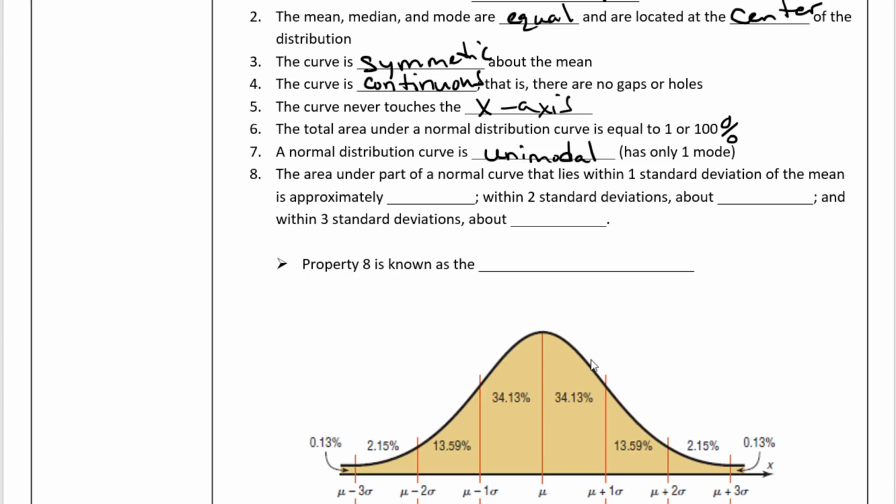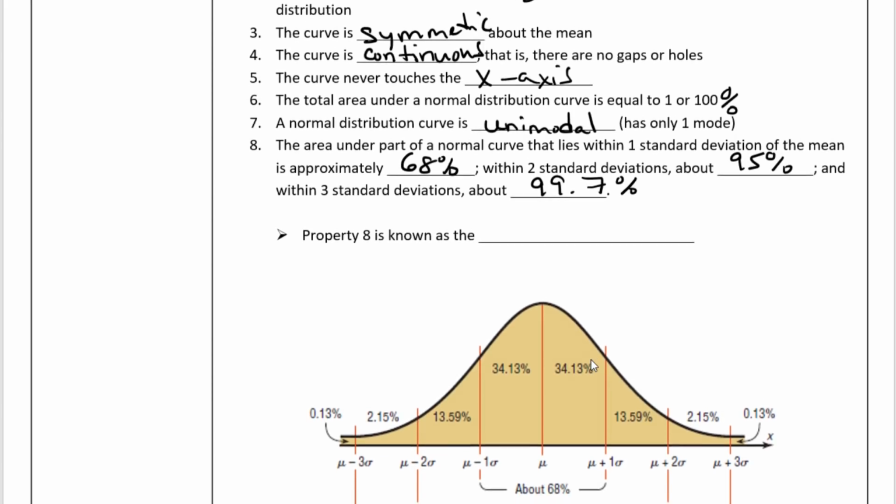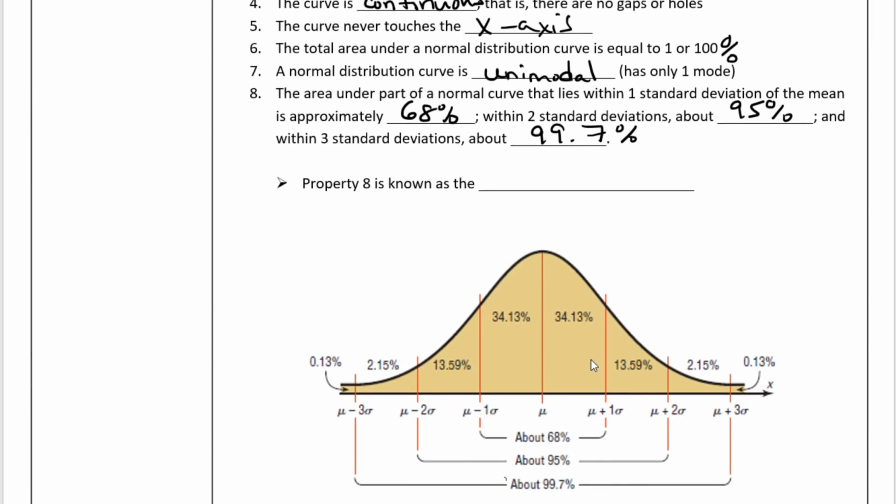The area under the part of the normal curve that lies within one standard deviation of the mean is approximately 68%. If you're within 2 standard deviations, this increases to 95%. And if you're within 3 standard deviations, then this increases to 99.7%. That's known as the empirical rule. It's a special rule that has a special name, known as the empirical rule.